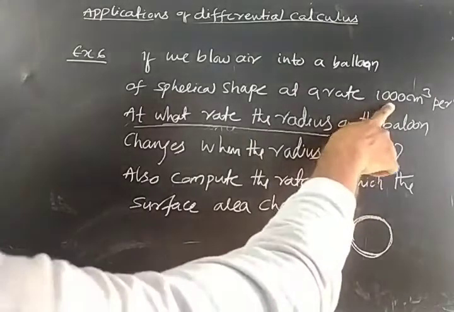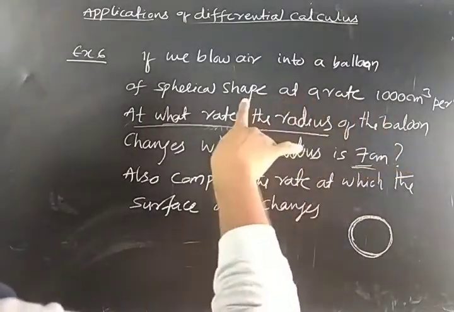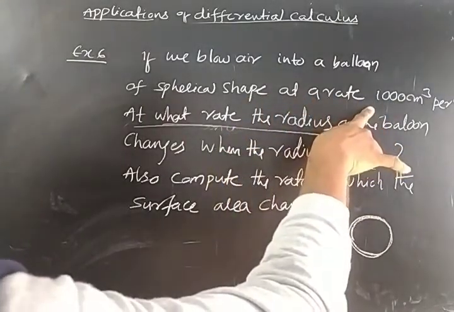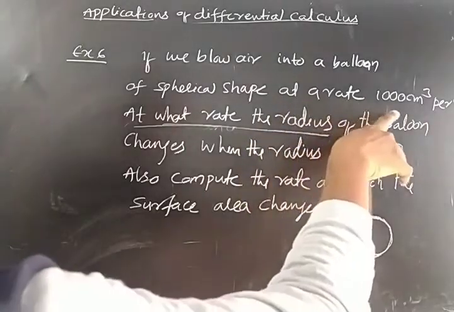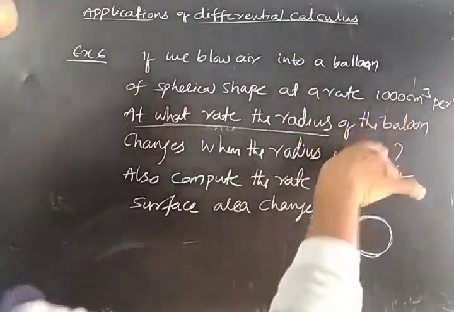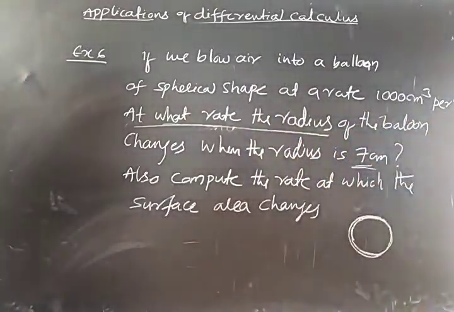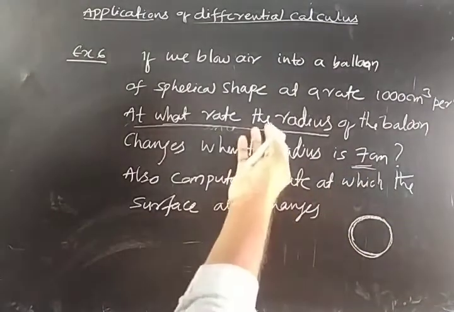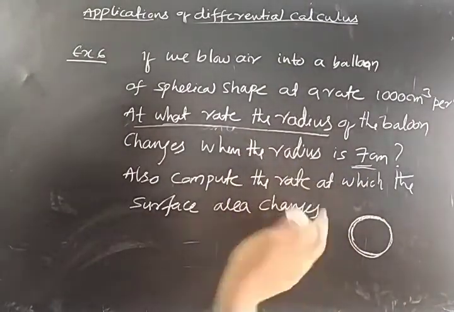What is given? dV by dt is given because it is rate of change in volume. How we can conclude it is volume? Centimeter cube, so volume per second. So dV by dt, and r is also given. We are going to find dr by dt as well as ds by dt.